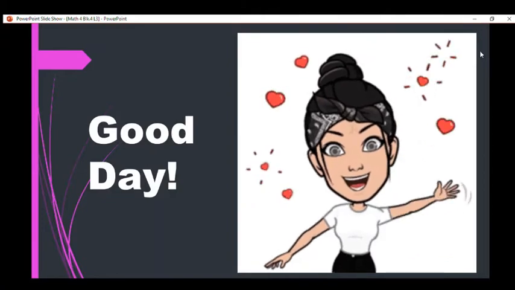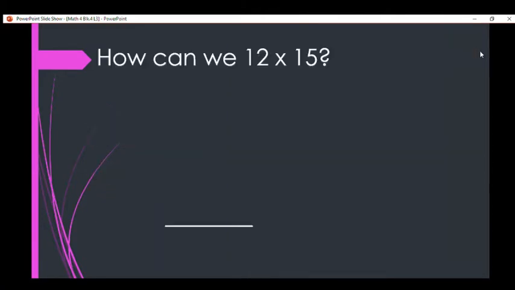But before that, we need to do the question first: how can we multiply 12 and 15? If we are doing multiplication, we can do the breaking method or the column method. Because it is a two-digit number multiplied by a two-digit number, we will now do the column method. Always remember that the first number goes on the top and the second on the bottom.